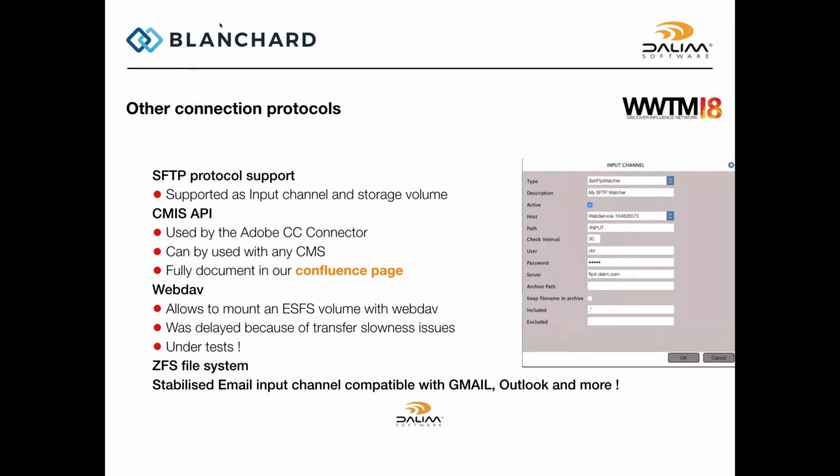Other connection protocols that they're working with, we know they've continued to add SFTP support, so it's now able to be used for input channels and storage volumes. I think we had storage volumes before. CMIS is really not changed as we've seen it. I mean, they're continuously working on improving it, especially from a speed standpoint. Those of you who maybe use a CC connector plugin.